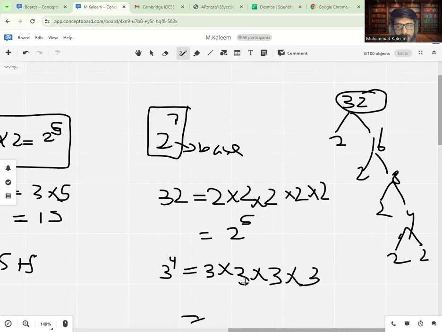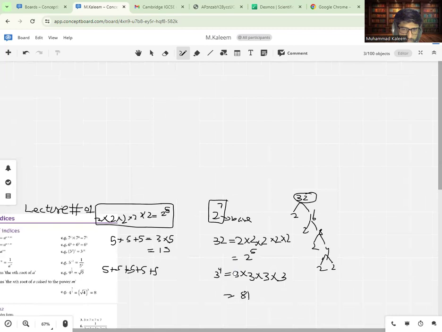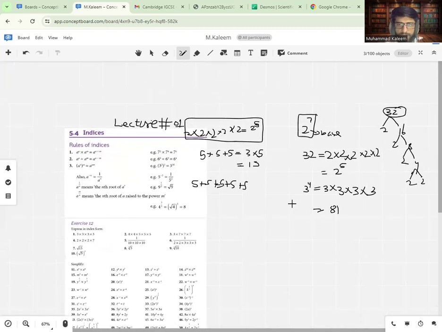3 times 3 will be 9. 9 times 3 will be 27. 27 times 3 will be 81. Or you can use another way, like 3 times 3, 9. And this 3 times 3 will be 9. 9 times 9 will be 81. There are different ways of simplification. Okay, that's the basic concept of indices.